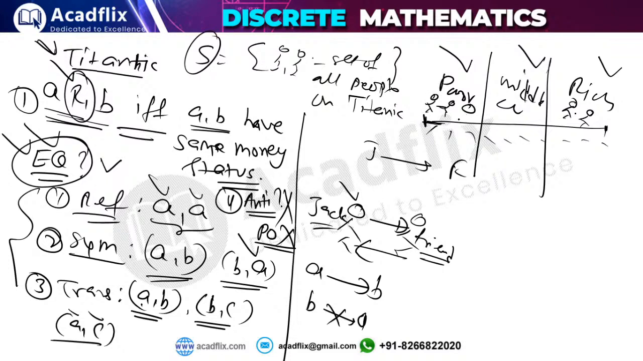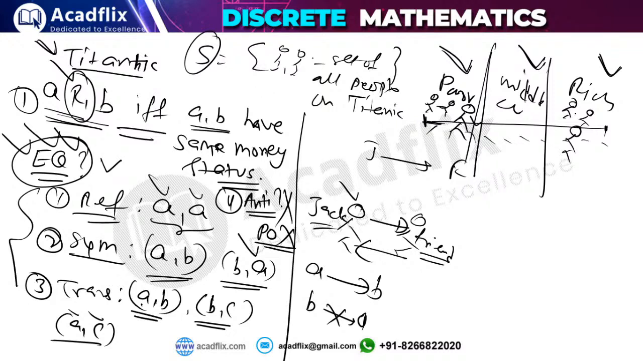You can see that if one person is here, Jack is here, Rose is here, they do not relate to each other. Why? Because they do not have the same money status. Basically this relation R1 partitions our base set, because R1 is an equivalence relation. Every equivalence relation will partition our base set. So this is how R1 has divided our base set into three classes.